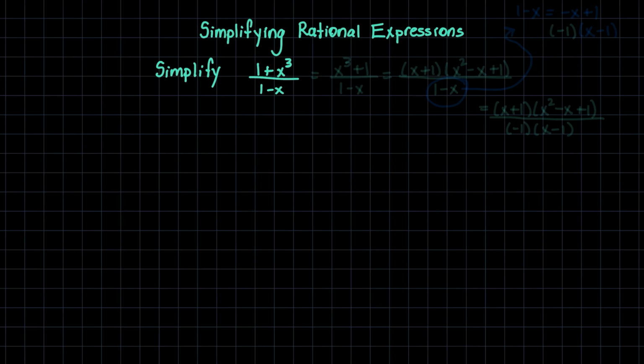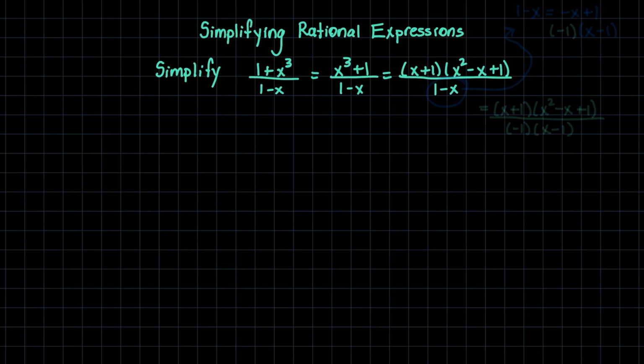Okay, we've reached our last example in the simplifying rational expressions conversation. In our numerator, we have a sum of two cubes, 1 plus x cubed. I'm going to rewrite it as x cubed plus 1 so that I can flow with the sum of two cubes formula better. (x plus 1)(x squared minus x plus 1) all over 1 minus x.